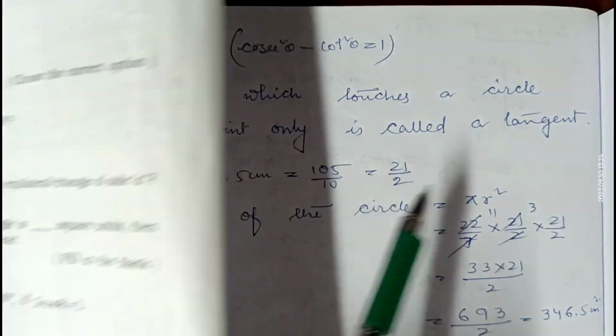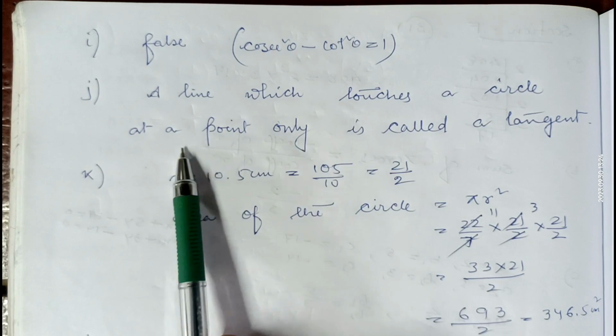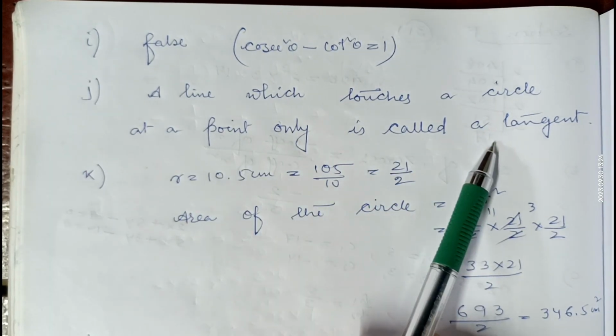Question number J, it is given define a tangent to a circle. A line which touches a circle at a point only is called a tangent.